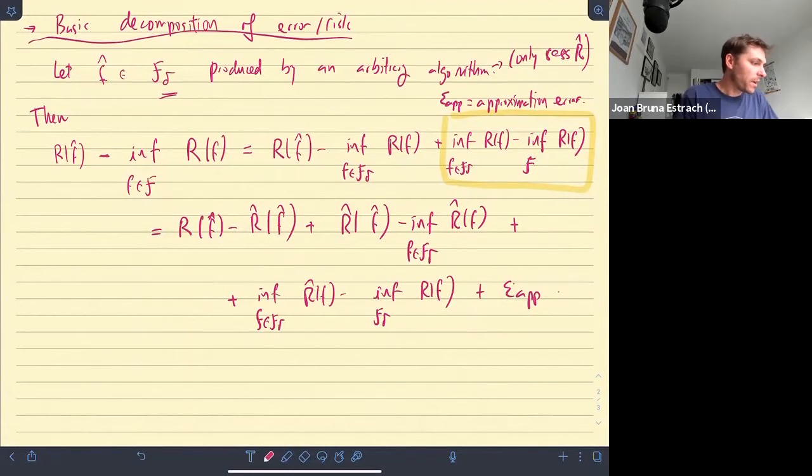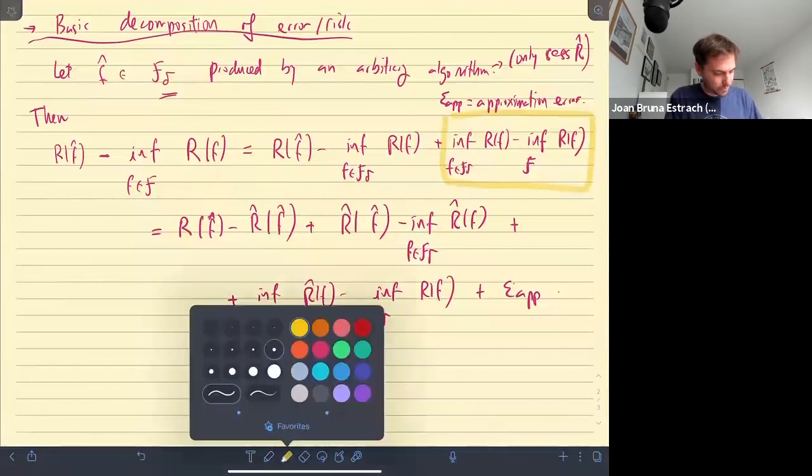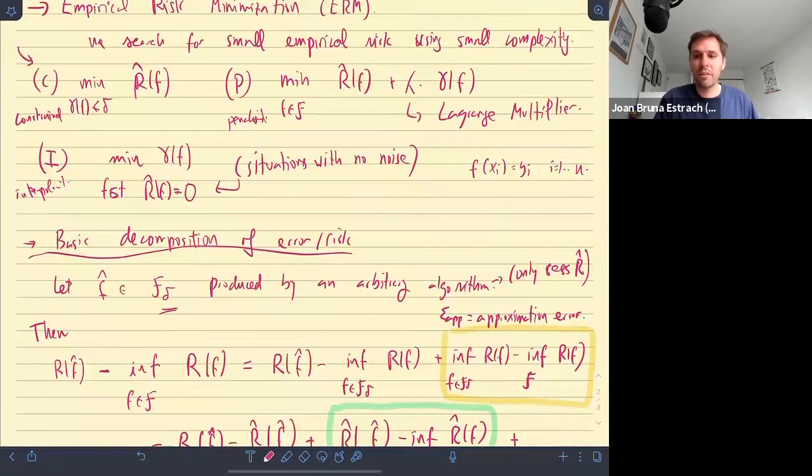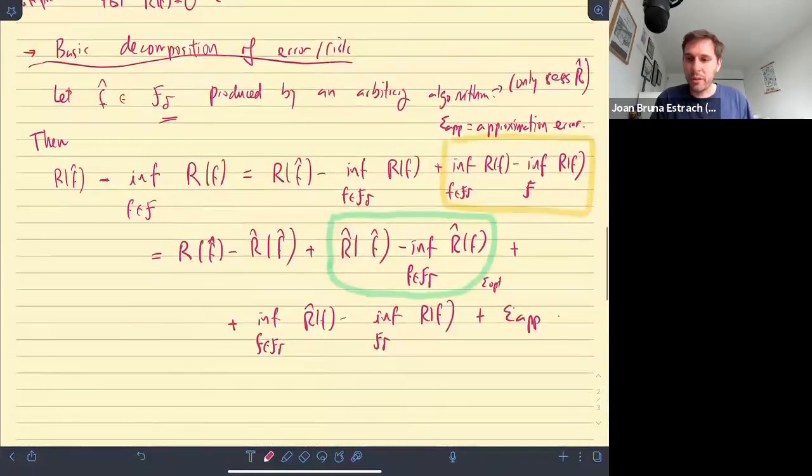Okay, and so now we have a new term here that we introduced that is also pretty natural. That is this term here, which in words is penalizing us for not finding the smallest empirical risk in the ball. Okay, so this has a flavor of optimization error, right? Because for example, if we were able to solve this problem completely, if we were able to return this solution, this error would be zero, right? So this is the optimization error. This is penalizing us for not being able to solve the problem.